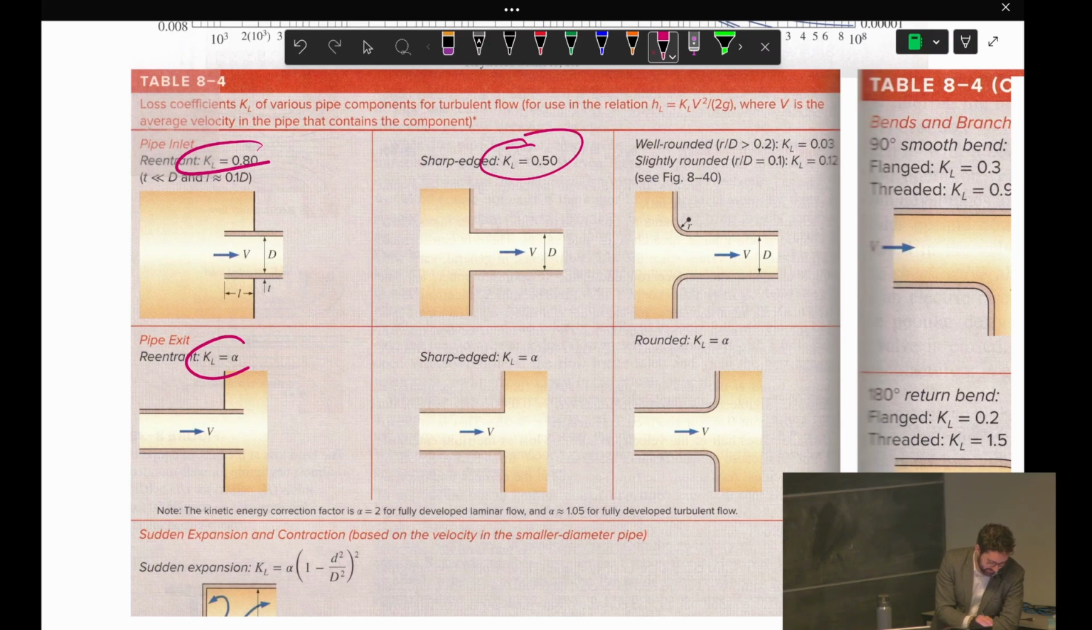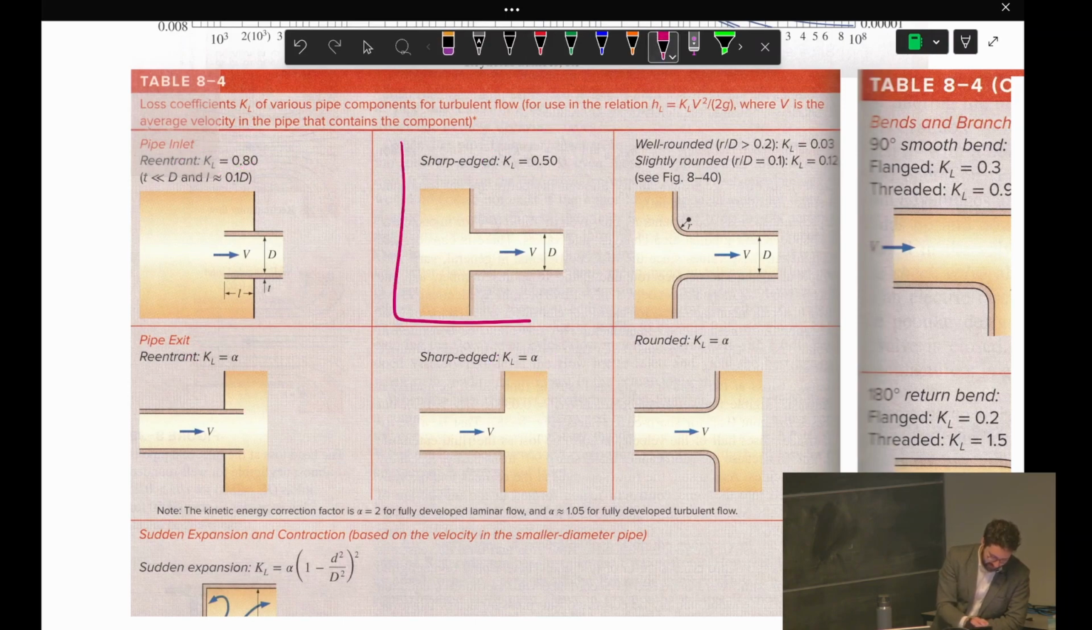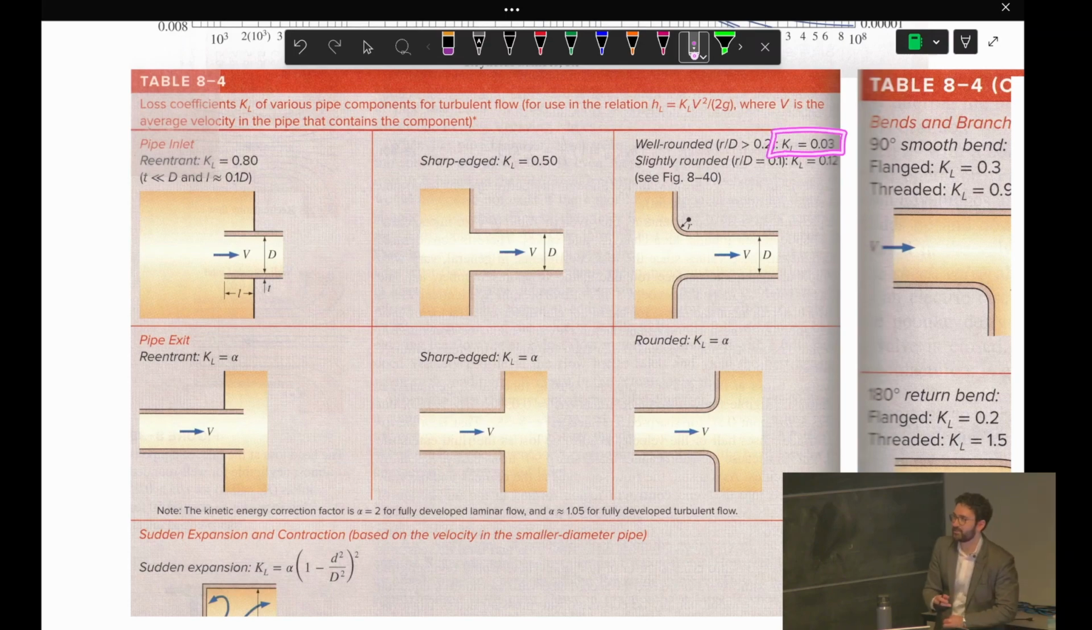We're going to talk about what alpha is next lecture. Don't worry too much about what alpha is. But you can see for turbulent flow, if you spend some time looking at this, and this is posted on Learn, the advantages of rounding an inlet. Let's look at, for example, this sharp-edged inlet. This sharp-edged inlet here has a loss coefficient of 0.5. If you just round the corners a little bit, it goes down to, say, 0.03 for well-rounded. So just by rounding that, you can basically eliminate the minor loss.